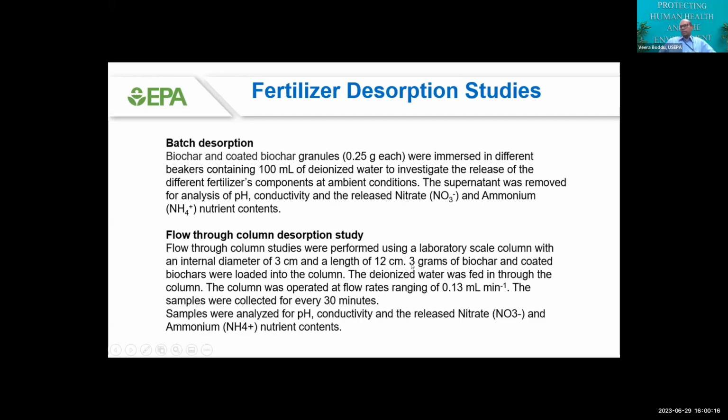All this analysis work was done at Javier's USDA lab, the soil research lab in Indianapolis, Indiana. And also column flow studies, where we have loaded about 3 grams of the biochar coated material, and then collected samples every 30 minutes and analyzed them.